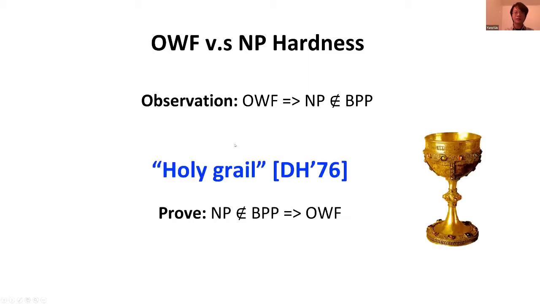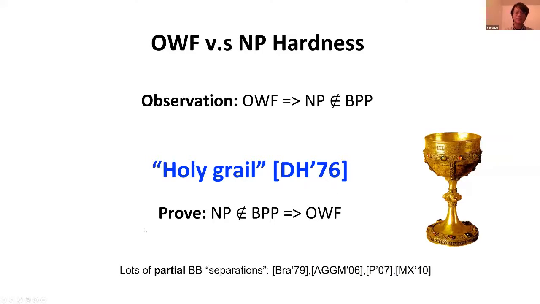Our holy grail, proposed by Diffie and Hellman also in '76, is to show that NP not equal to P implies the existence of one-way functions. However, it's still a very hard problem, and there are a lot of partial black-box separations between the worst-case hardness of NP and the existence of one-way functions.